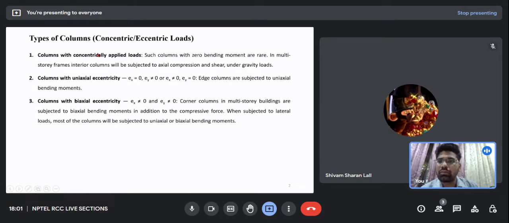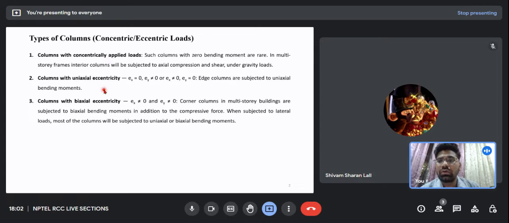The types of column are mainly classified on various bases. Some of the classification bases I have displayed over here, and the others you can see on your own. This column classification is based upon the eccentricity or the type of loading. If we have an axial loading, which is a concentrically loaded column, then such a column is called an axially loaded or concentrically loaded column.